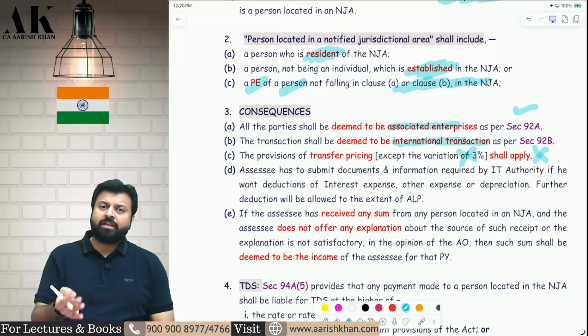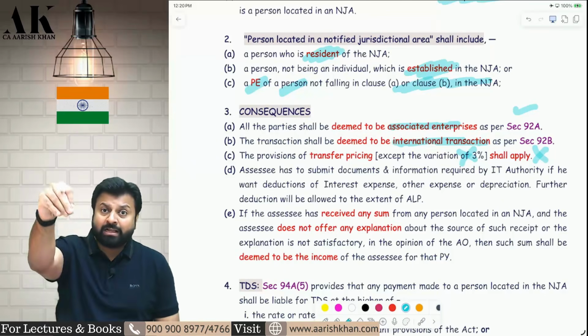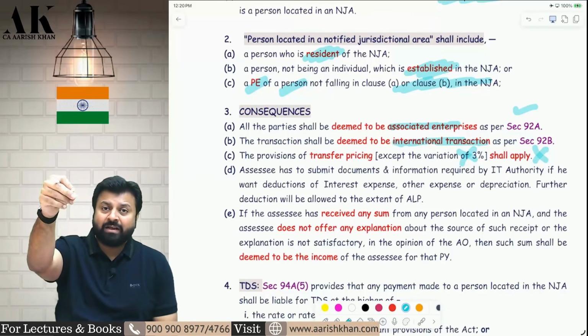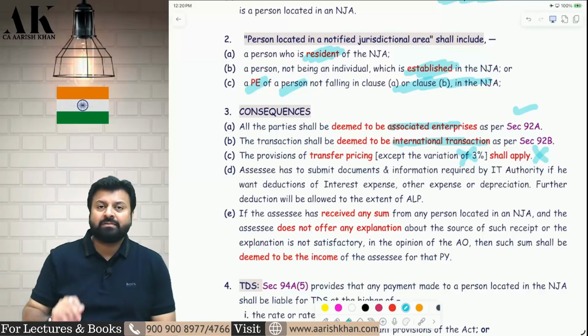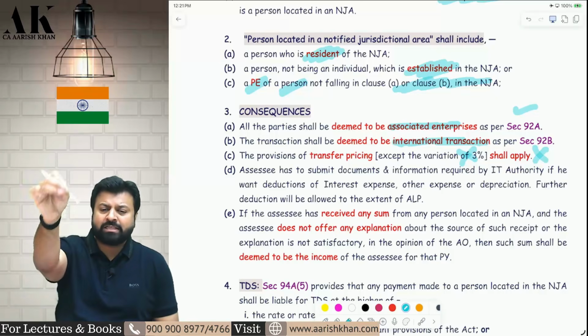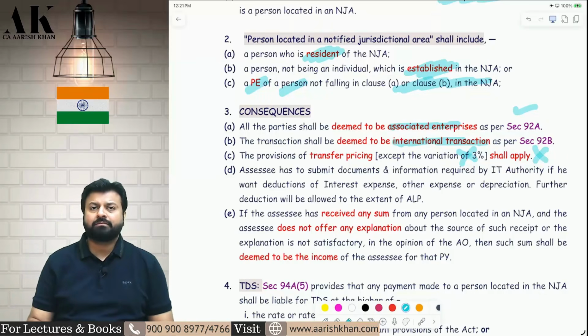Fourth, which is not mentioned here but I have told you earlier, if you enter into a transaction with a person located in an NJA, a country where there is low tax or no tax, then the safe harbor rule is also not applicable. Safe harbor rule is not applicable if you do a transaction with a person located in an NJA.